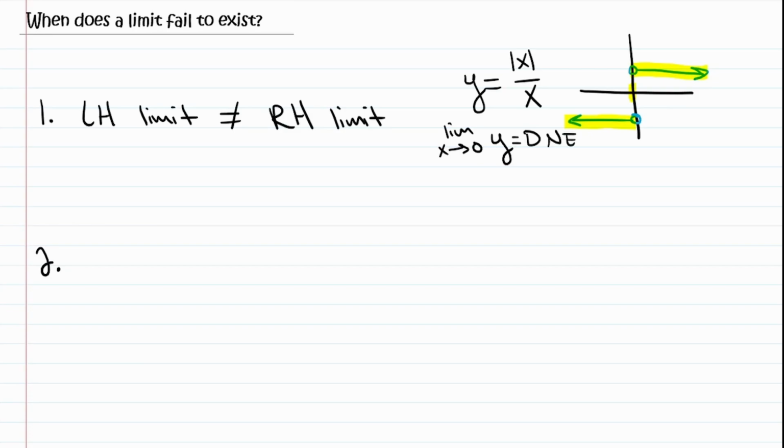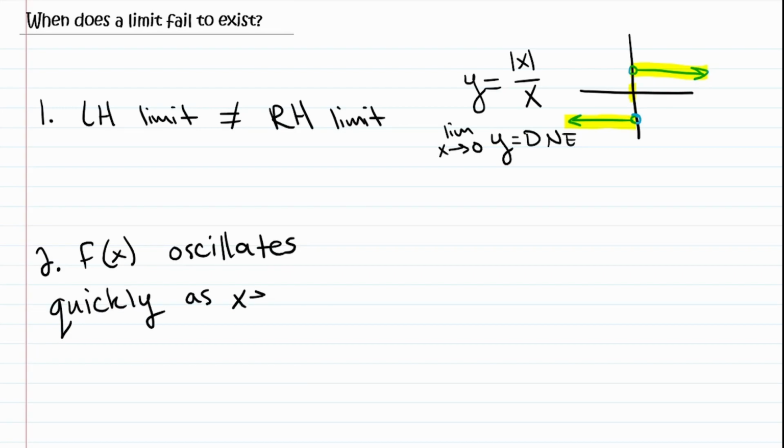Let's move on to number 2. The next one is where we have a graph that oscillates really quickly at a certain point. Say f of x oscillates quickly as x approaches c, whatever point c we're looking at for our limit. An example graph for this one would be y equals sine of 1 over x.